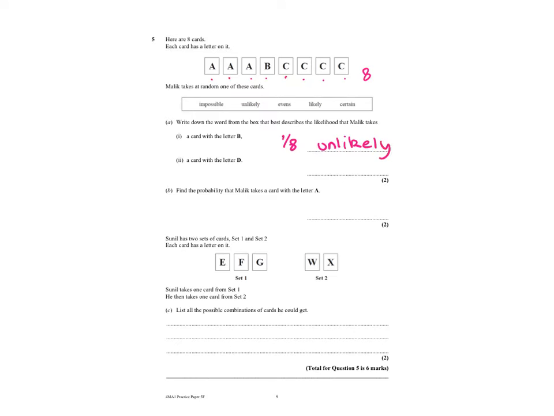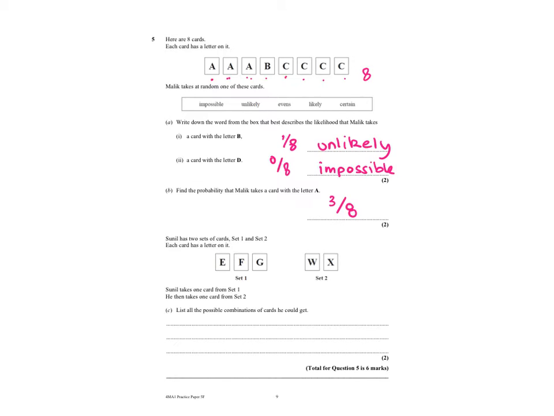Unlikely. A card with a letter D. Well, there is no letter Ds. That's 0 out of 8 chances, which is impossible. Can't take something that isn't there. Find the probability that Malik takes a card with an A on it. Well, there's 3 A's out of a total of 8 cards.